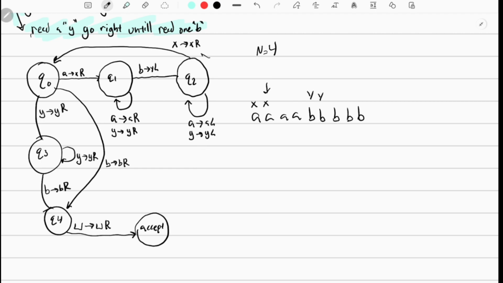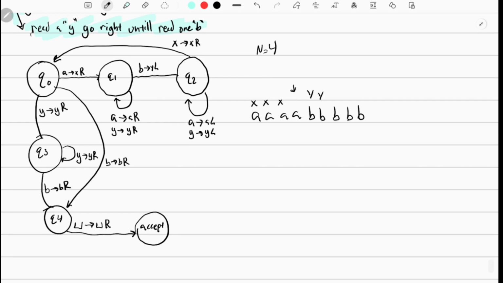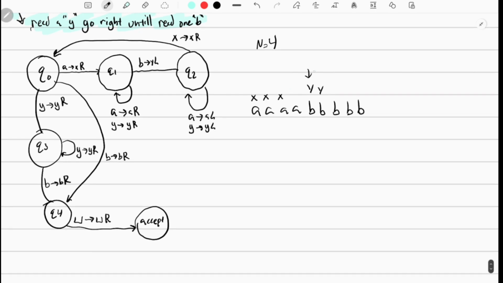Now we're at this state. If you see an X, write an X, move to the right. That just moves us to the right because we're just reading and writing the same letter. Back to Q0. Read an A, write an X, move to the right. So write an X, then we're right here. Bypass all the A's and Y's. There's an A right here, move to the right. Y right there, move to the right, until we hit a B. So we're above a B.